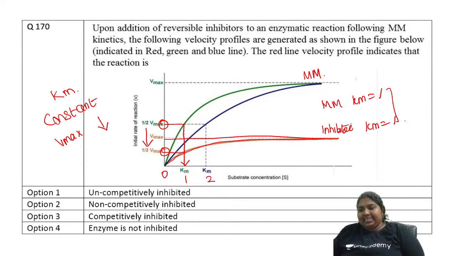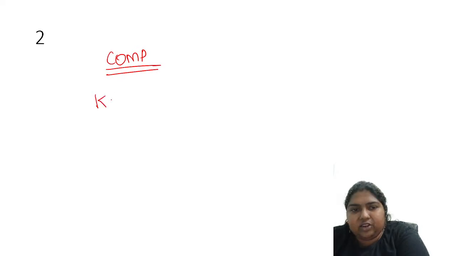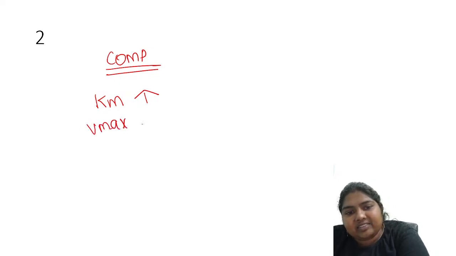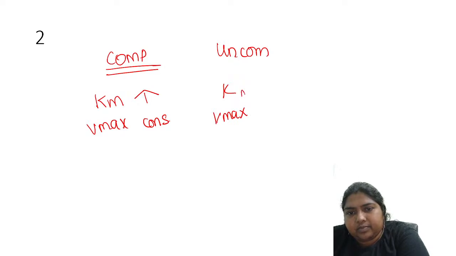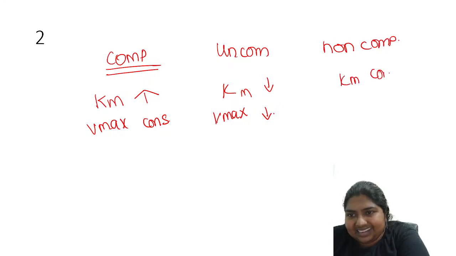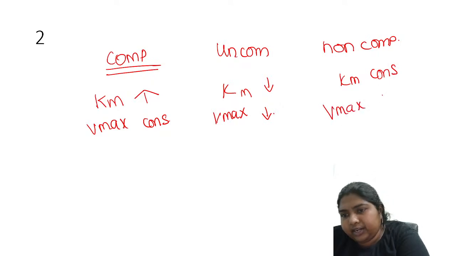So what is going to be the thing now? It is a non-competitive inhibitor. Yes. See here, if it is going to be a competitive inhibitor, very good, Km will increase and Vmax is constant. If it is going to be an uncompetitive inhibitor, Km and Vmax both will reduce. In case of a non-competitive inhibitor, Km is going to be constant. Vmax is going to reduce.